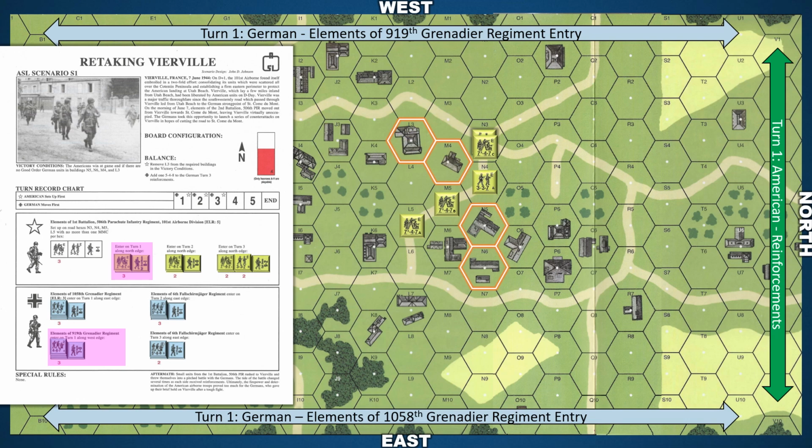And now that we've set up the map and placed the starting units, this is a good place to stop for this episode. In the next episode of this rules breakdown, we're going to look at the sequence of play.